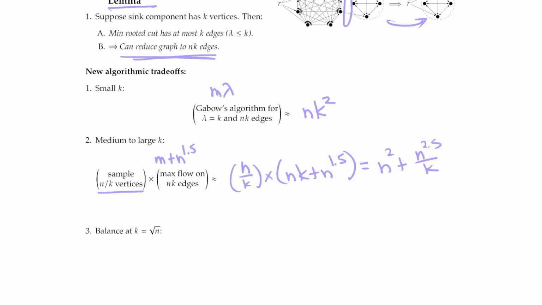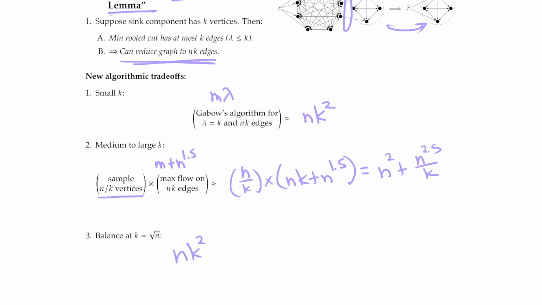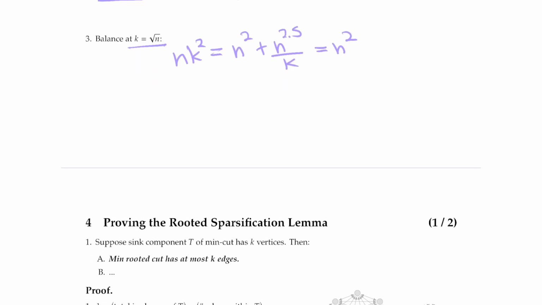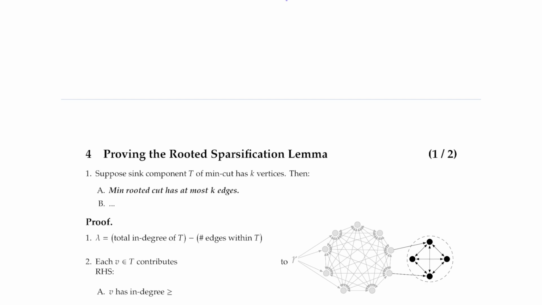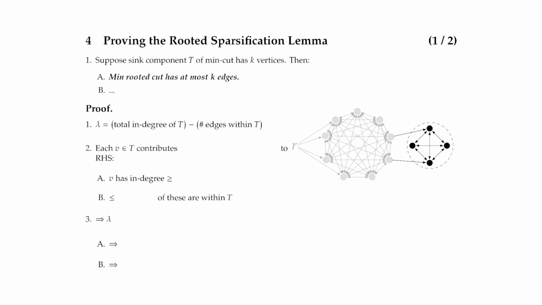All right. And now we just balance terms. So when I set nk squared equal to n squared plus n to the 2.5 over k, then I know k should be square root n, and we get a quadratic running time. Okay. All right. So this rooted sparsification lets us find these trade-offs depending on k. So now let's prove this rooted sparsification lemma. Okay. All right. So let's first look at the first part of the proof.